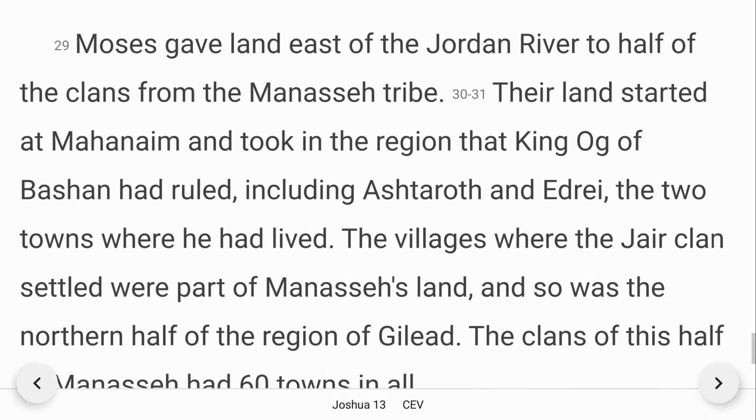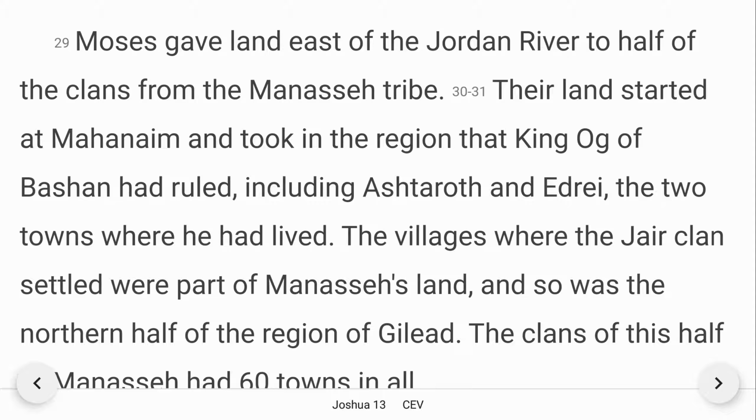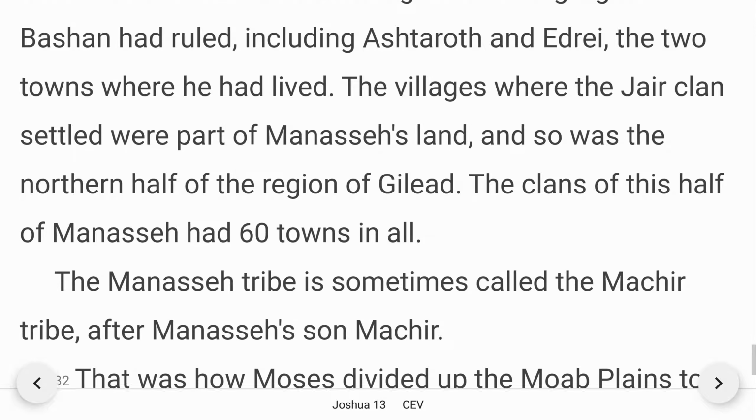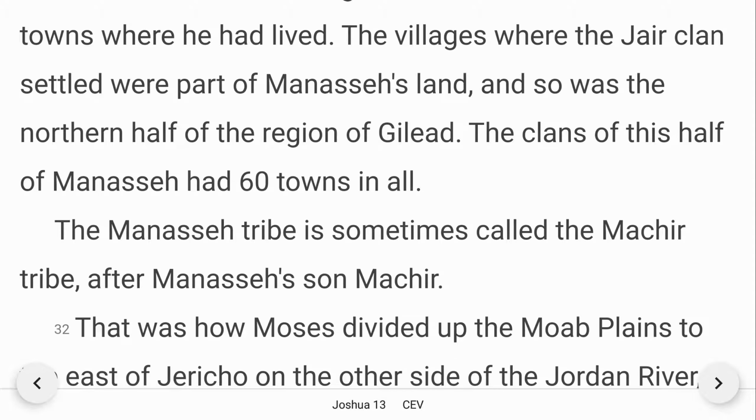The 2 towns where he had lived. The villages where the Jair clan settled were part of Manasseh's land, and so was the northern half of the region of Gilead. The clans of his half of Manasseh had 60 towns in all.